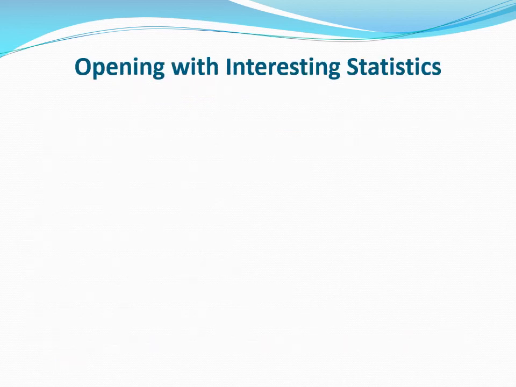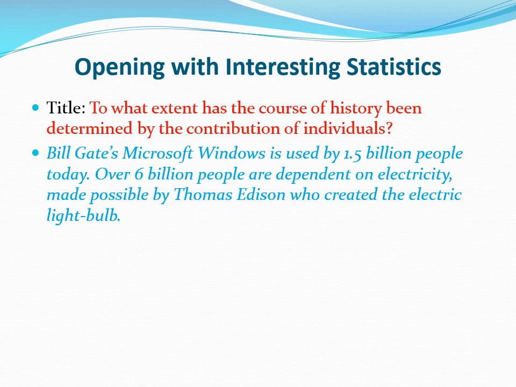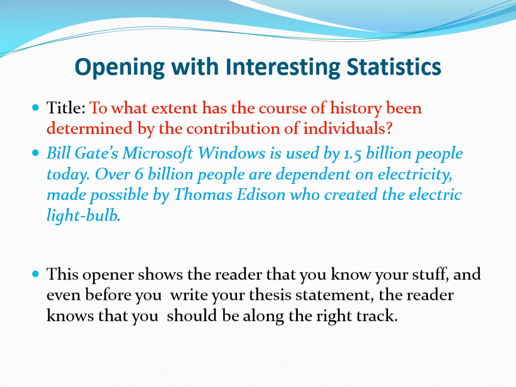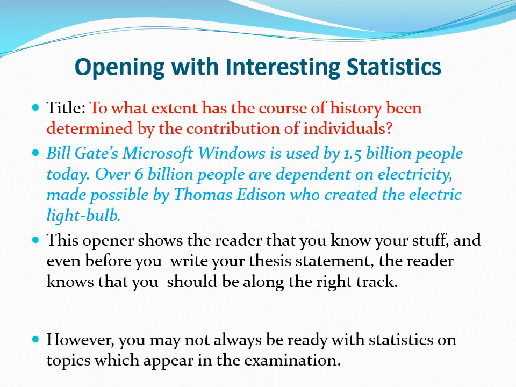Opening with interesting statistics. So, to what extent has the course of history been determined by the contribution of individuals? Bill Gates' Microsoft Windows is used by 1.5 billion people today. Over 6 billion people are dependent on electricity, made possible by Thomas Edison, who created the electric light bulb. This opener shows the reader that you know your stuff, and even before you write a thesis statement, the reader knows that you are on the right track.